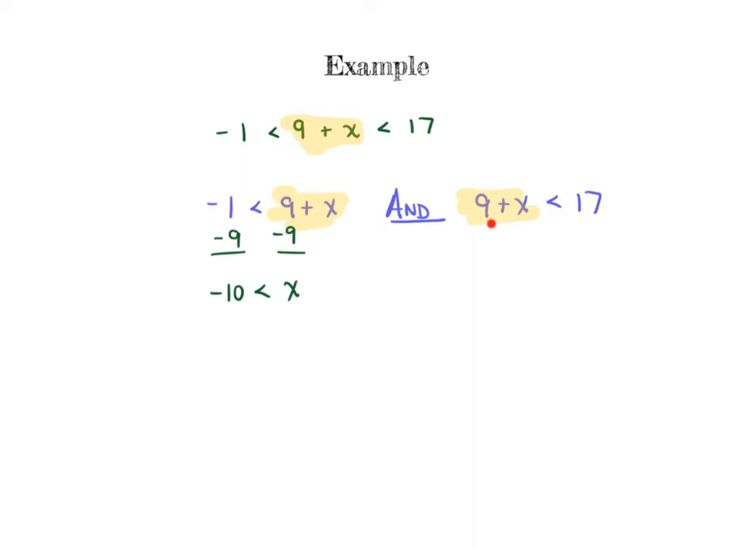On the right hand side, I've got 9 plus x. I got to get rid of that 9, so I'm going to subtract it. And I get x is less than 17 minus 9 is 8. So let's take a look at the graph of this so we can kind of understand.